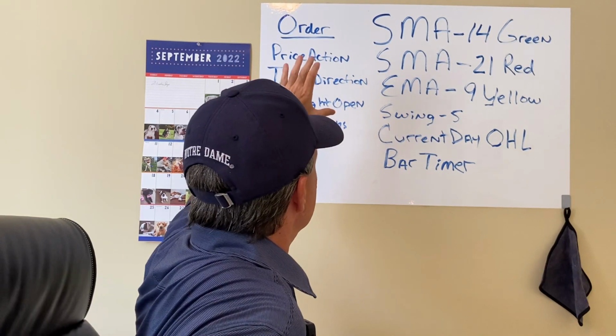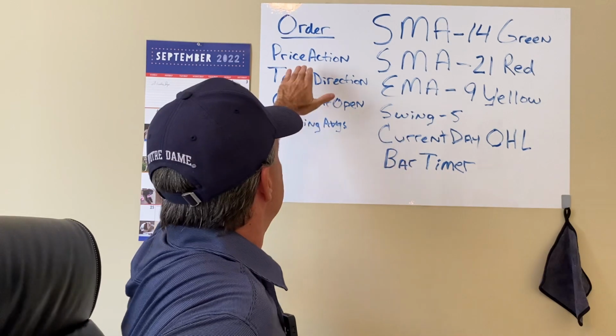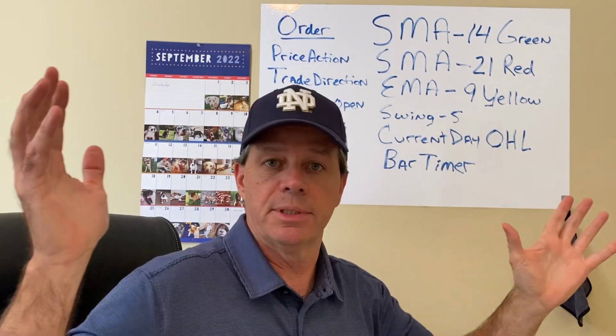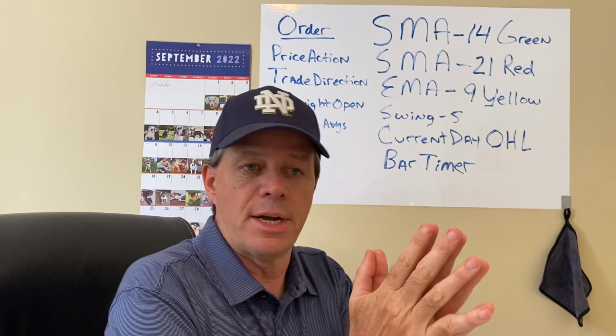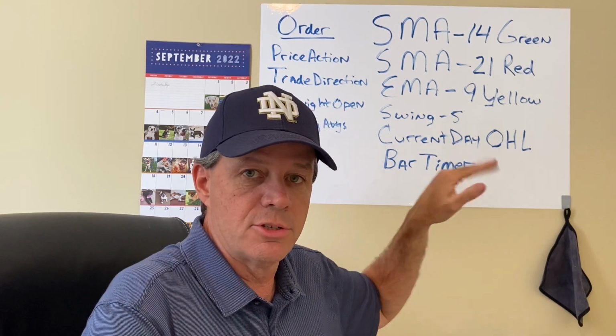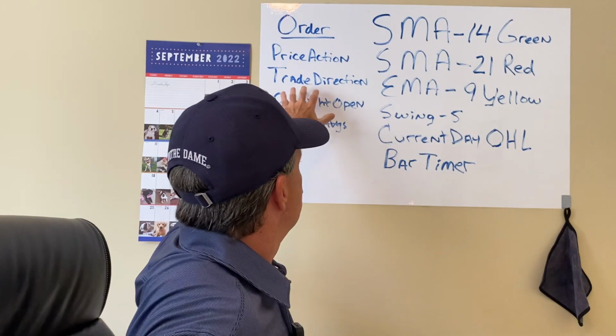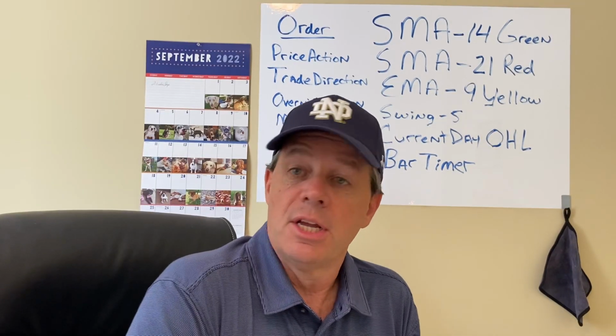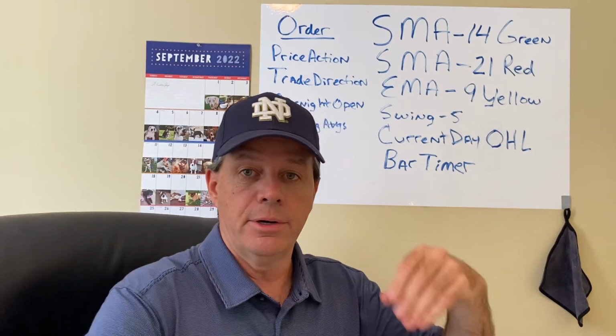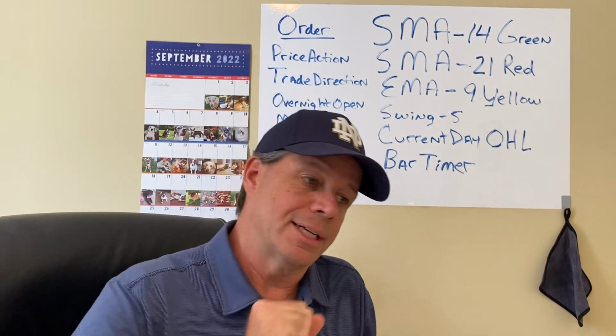So anyways, there's an order of importance. Price action is the most important thing. That's what I'm doing, is price action. This is all price action. All these other things are here just to kind of help you. Trade direction, 5 minute chart. Are you trading in the right direction of the big money? Or are you trading on your 1 minute chart against the big money? You don't want to be trading against the big money, folks. You want to be trading with the big money.